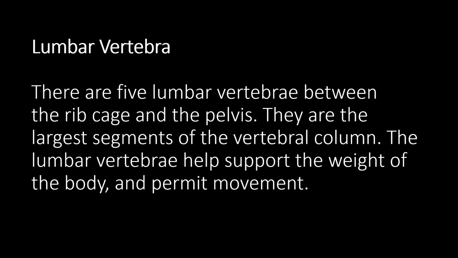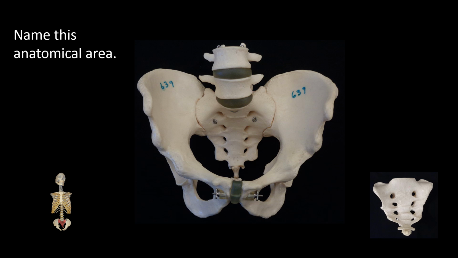Lumbar vertebra. There are 5 lumbar vertebrae between the rib cage and the pelvis. They are the largest segments of the vertebral column. The lumbar vertebrae help support the weight of the body and permit movement. Name this anatomical area.